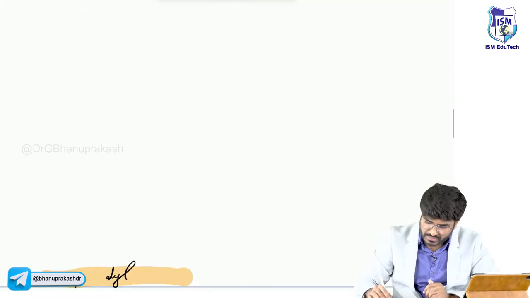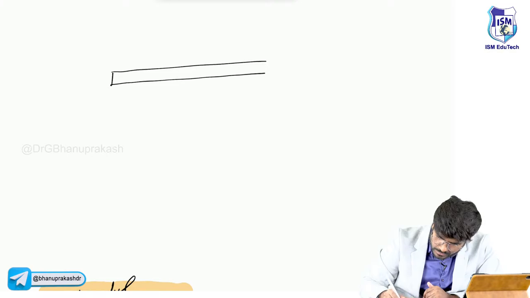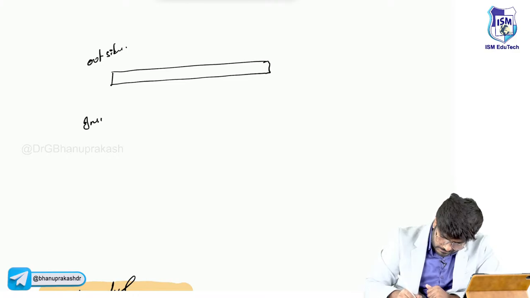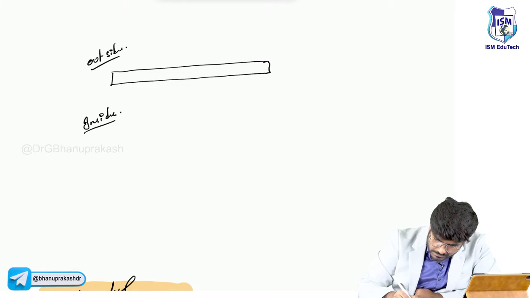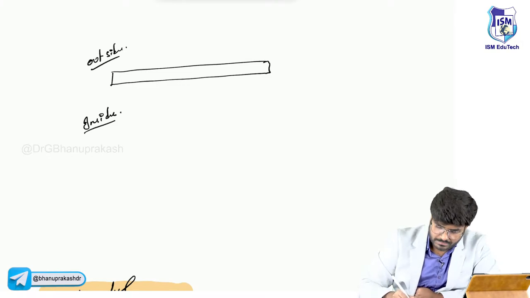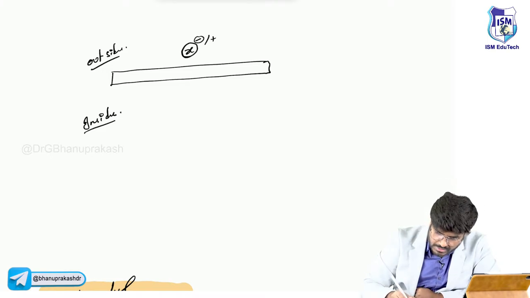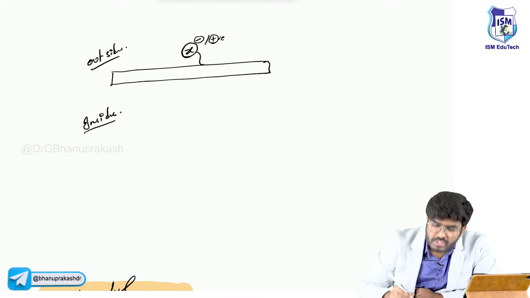Positive charge, negative charge. For example, let me explain. Imagine this is the cell membrane, sir. This is outside, this is inside. Now, imagine there is a substance, for example, substance X. If substance X has a negative charge or positive charge, it doesn't matter. Do you think this substance is going to cross the cell membrane? No, it cannot cross the cell membrane.